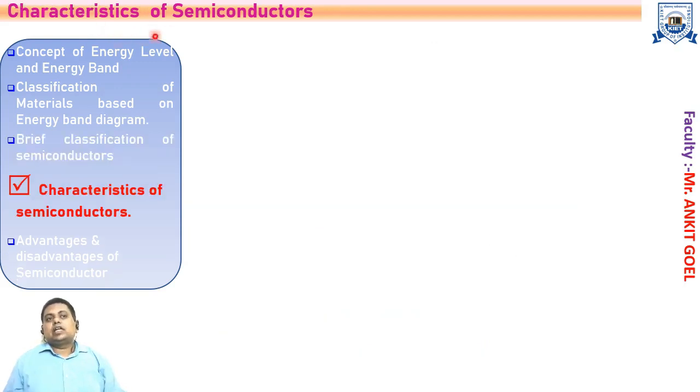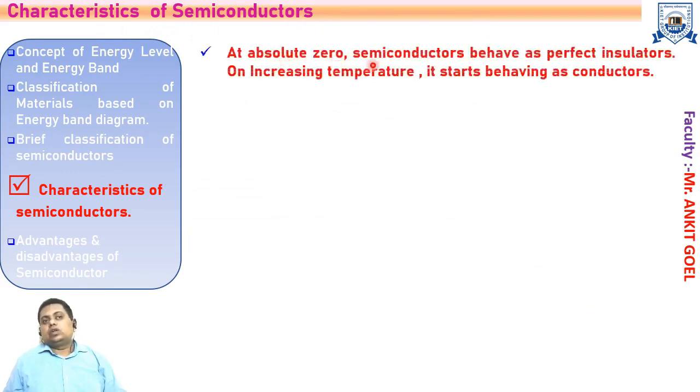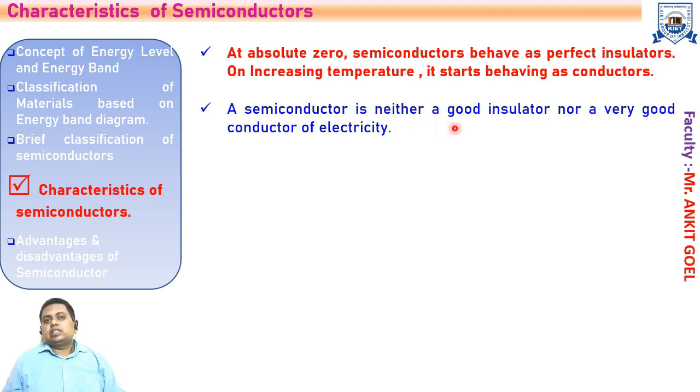Let us understand the characteristics of the semiconductor. What is the behavior of this semiconductor? At absolute zero, it behaves as a perfect insulator. There will be no conduction, as there is no free electron available in the semiconductor. But after increasing the temperature, we get some conductivity, although it is not sufficient.